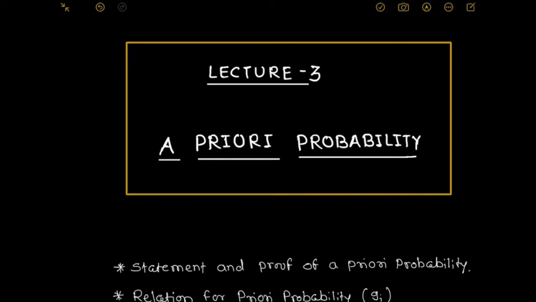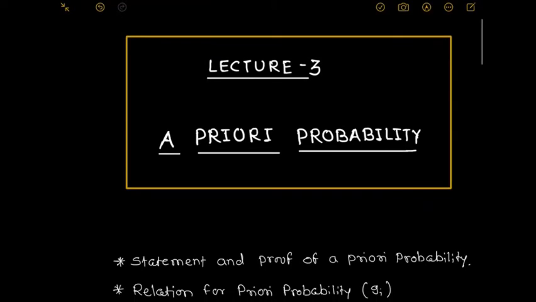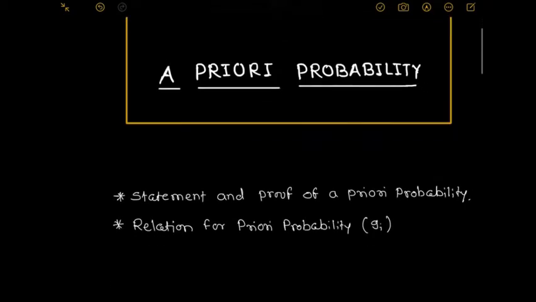Today in this lecture we discuss a priori probability. We discuss the statement and proof of a priori probability, and then we find the relation for a priori probability. First we see the statement of a priori probability.